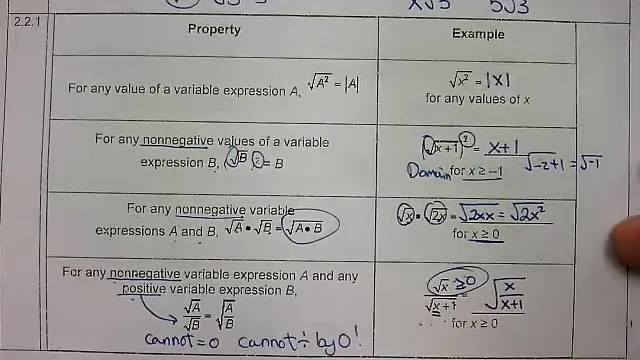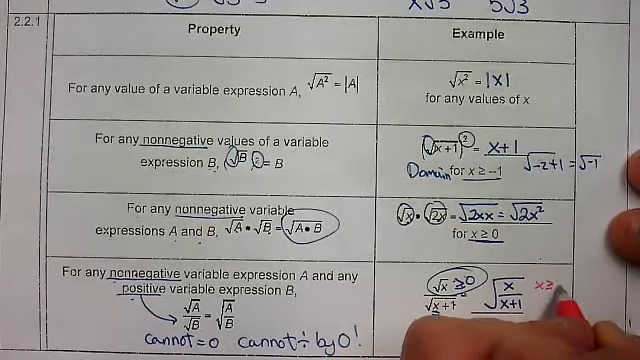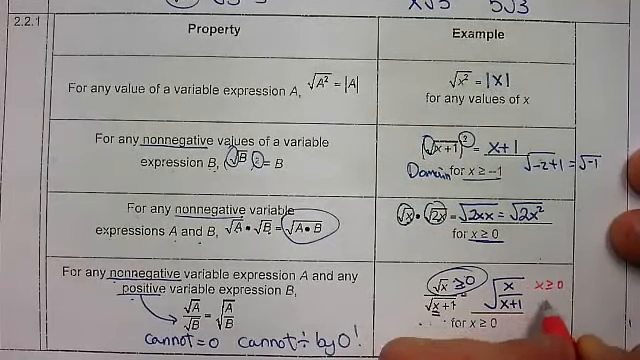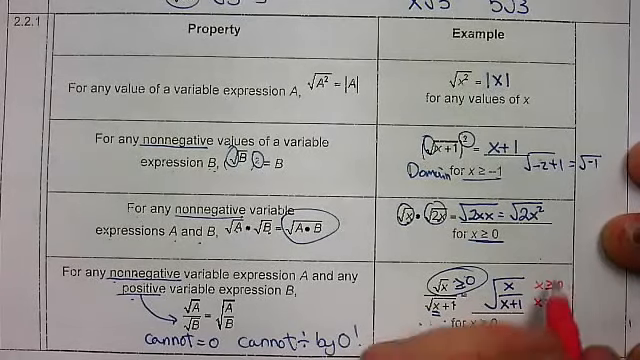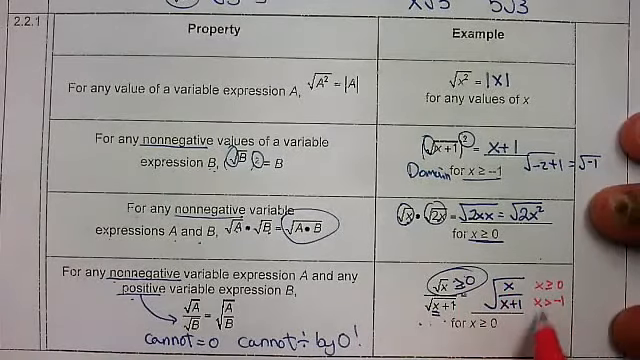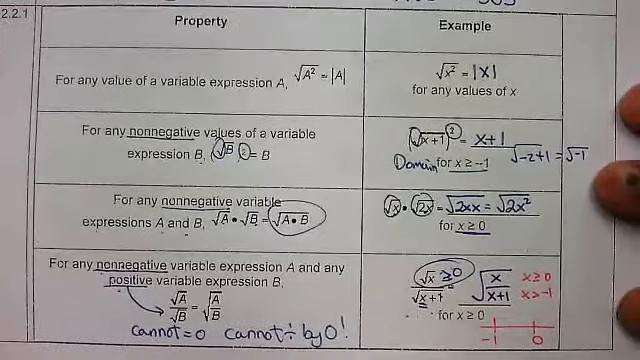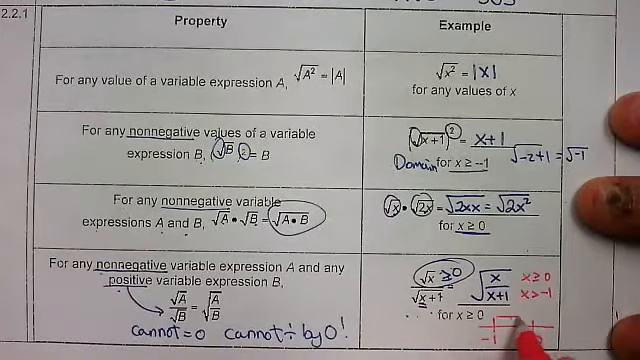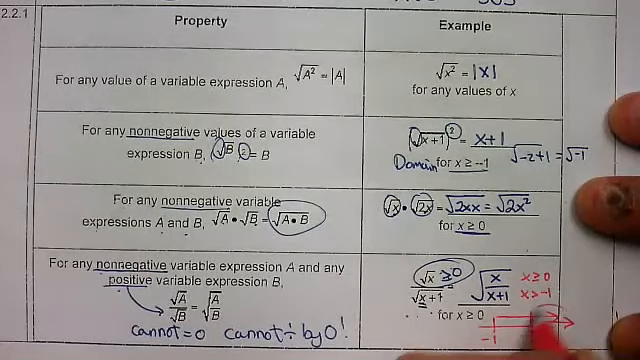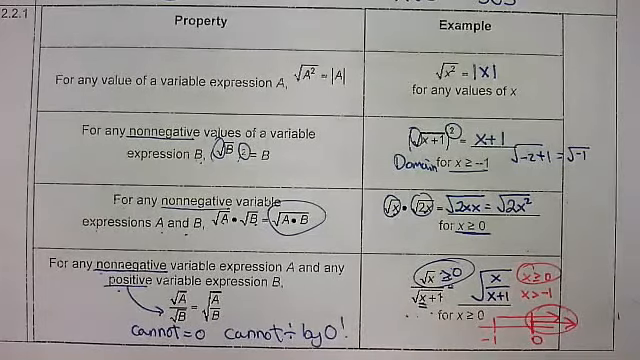So take a look at this. This one says x has to be greater than or equal to 0, and this one says x has to be greater than -1. So we're going to take the one that encompasses both of those. If I draw a number line, here's my -1, here's my 0. One of them has to be here and the other one has to be here. So we're going to take the one where they overlap, which is greater than or equal to 0.